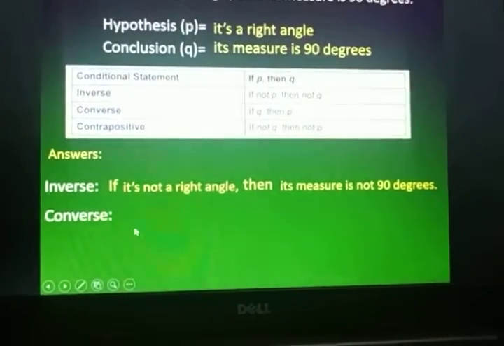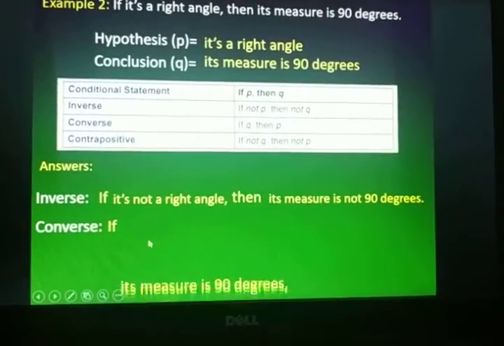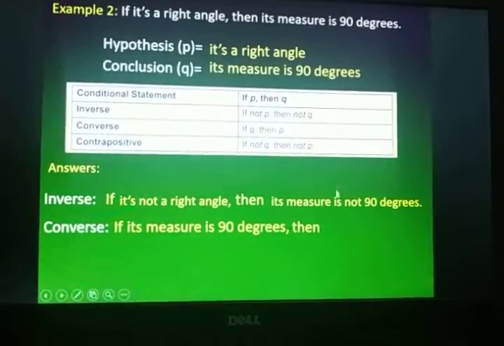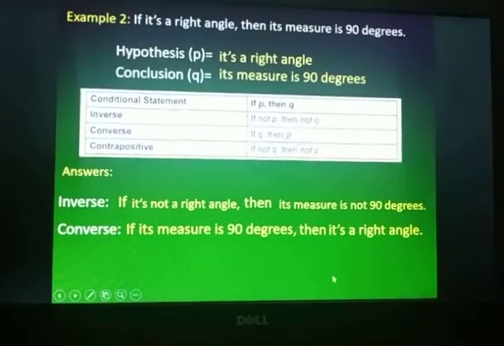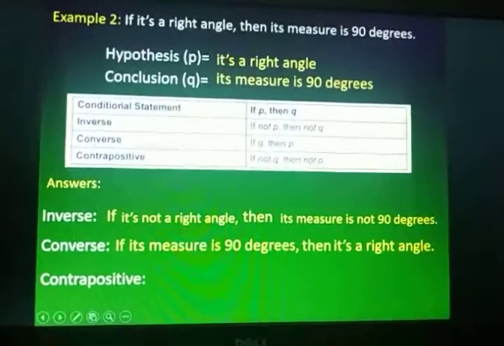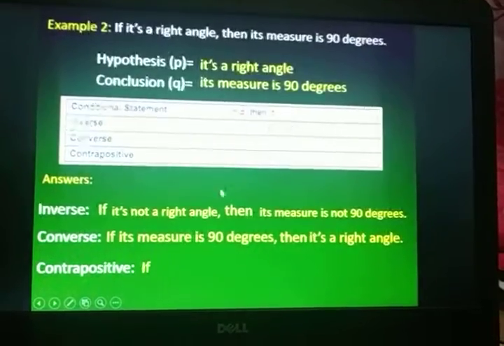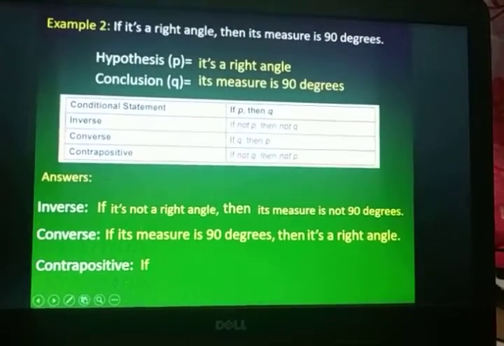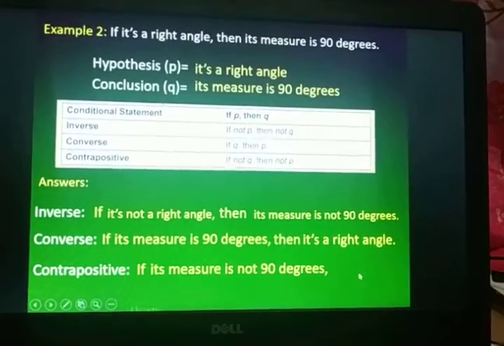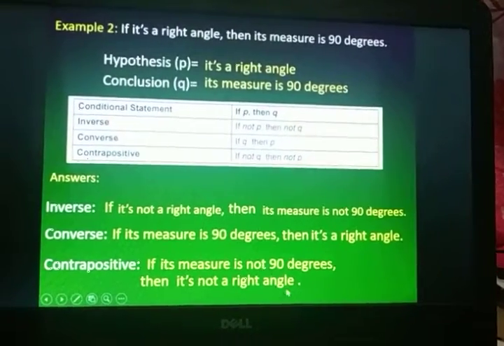Okay, that's it. Next, converse, following the pattern if Q, then P. If, we should start first with our conclusion, its measure is 90 degrees, comma, then our hypothesis, it's a right angle. And for the last, contrapositive, following the pattern, if not Q, then not P. If not, we add not to our conclusion. Its measure is not 90 degrees, comma, then not P. It's not a right angle.